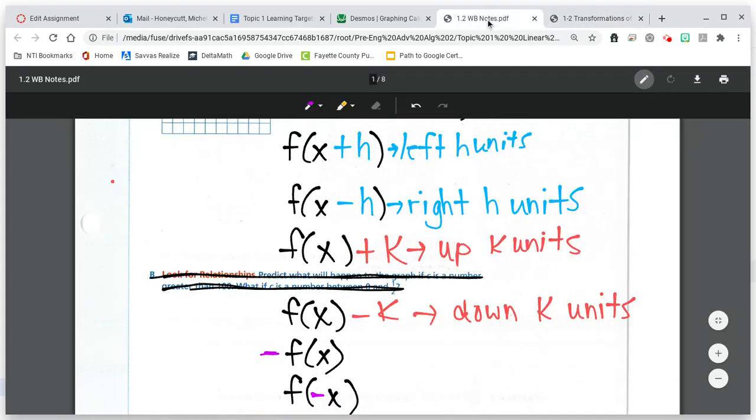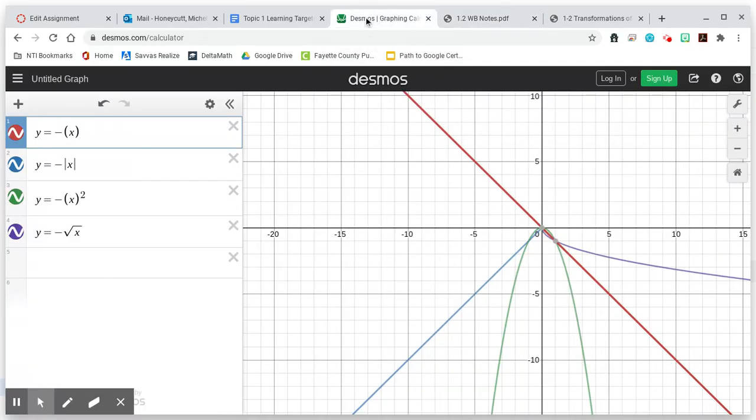So if you put a negative in front of the entire function, that's going to reflect across the x-axis. And then what happens if you put the negative just beside the x and not the entire function? So let me pull back all our parent functions.